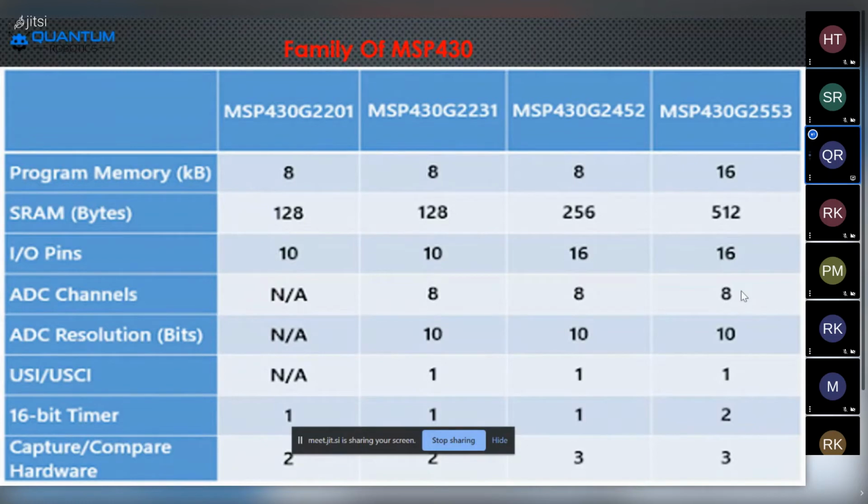ADC channels: none. ADC resolution bits: none. And USI/USCI is none. The 16-bit timer is 1. Previously we learned about timers and counters in the microcontroller classification, that was the timer. Here you are seeing the 16-bit timer is 1, and the capture and compare hardware is 2.